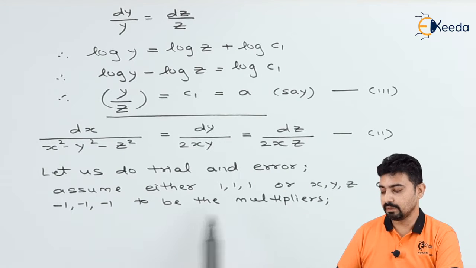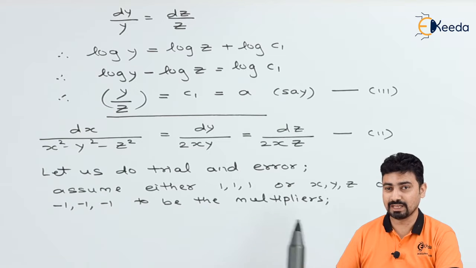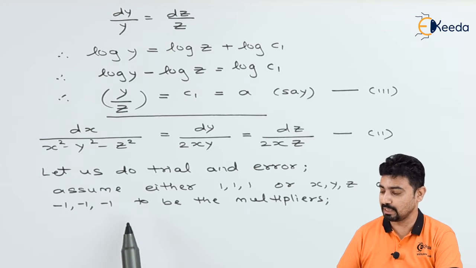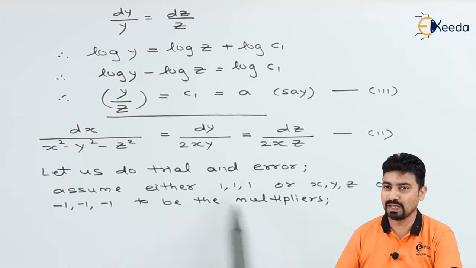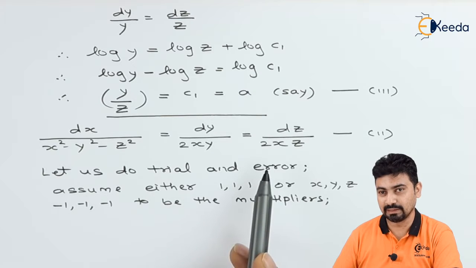Let us do the trial and error method. We can assume any of the groups, say 1, 1, 1 or x, y, z, or say minus 1, minus 1, minus 1 to be the multipliers. We can use any of them. In this particular case, we'll check what helps us solve this equation better.